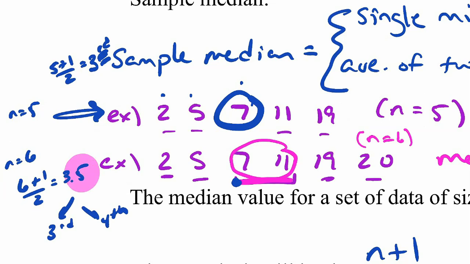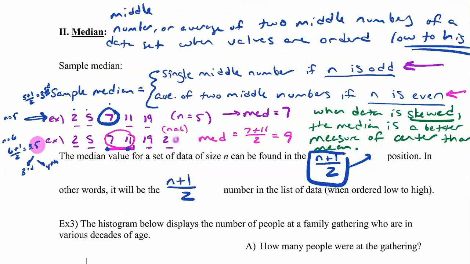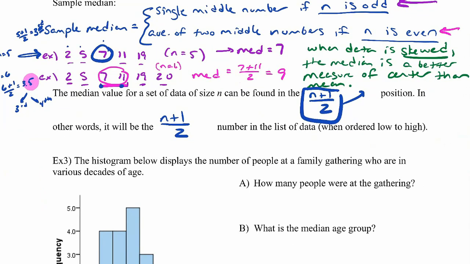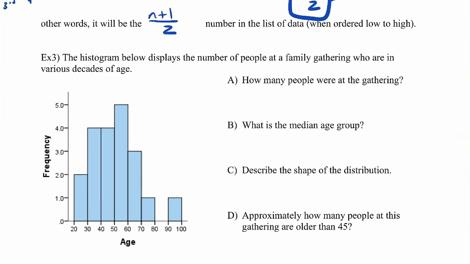So I go to the third and fourth value. Those are the two numbers we had circled to begin with, and the average of those two numbers. Okay? That's the idea here. We'll see another example coming up in a moment looking at this graph.